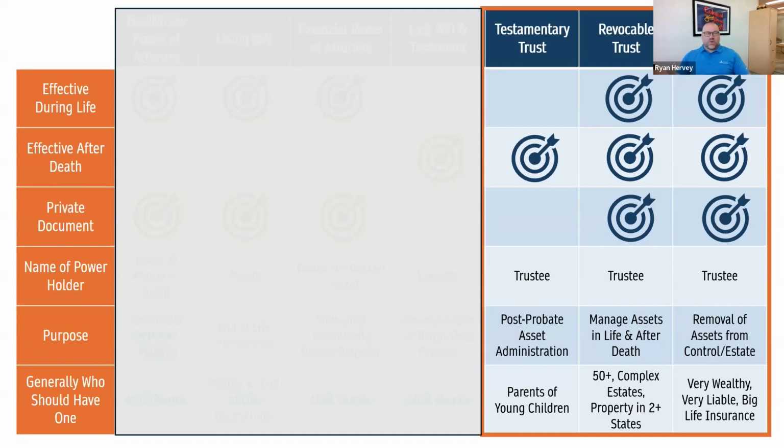Revocable trusts and irrevocable trusts are both private documents. Those are not publicly admitted. The trustee is the power holder in all three. They are the legal owner of property that's owned by a trust. I'm going to break that down a little bit more as we go. And then for purpose, again, a testamentary trust is just for administration of assets after probate gets completed. Revocable trusts are for managing assets in life and in death. And irrevocable trusts are used to remove assets from the estate for either income tax purposes or estate tax purposes or both.